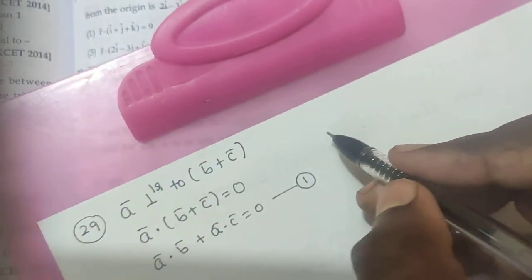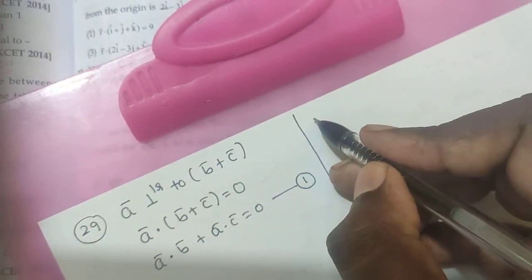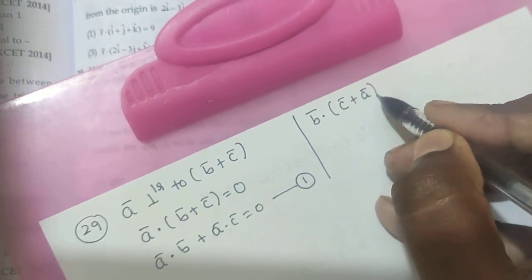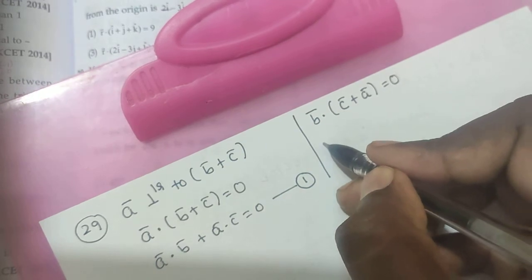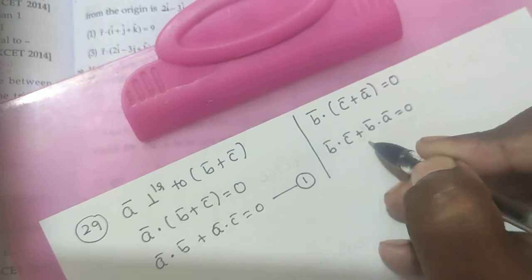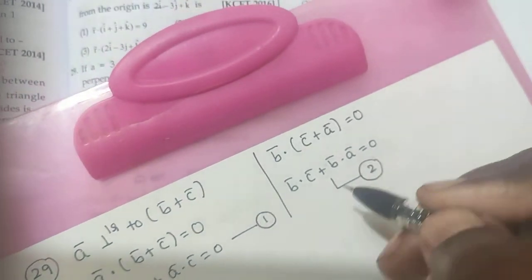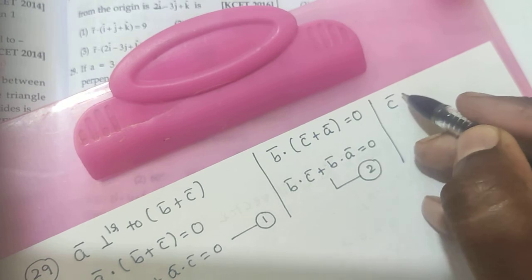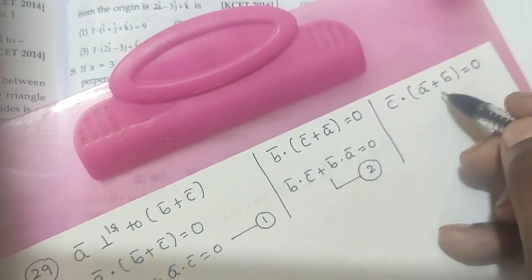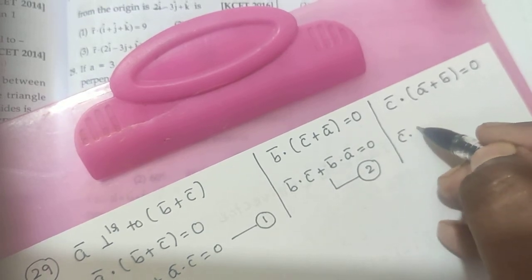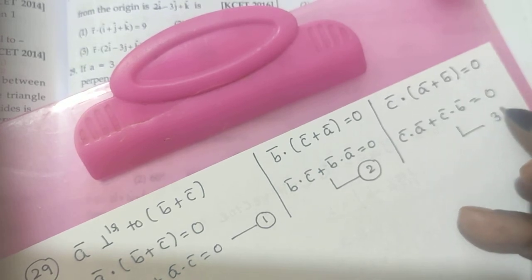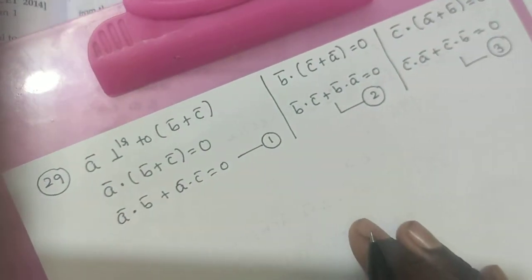Similarly, if you take the second condition, one vector is perpendicular to the sum of the other two vectors, then b bar dot c bar plus b bar dot a bar equals 0. This is equation 2. Similarly, one vector is perpendicular to the sum of the other two vectors. Perpendicular means the dot product will be 0. Then c bar dot a bar plus c bar dot b bar equals 0. This is equation 3. Finally, we got 3 equations.